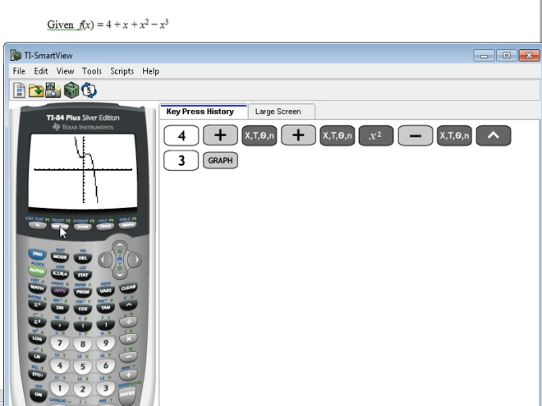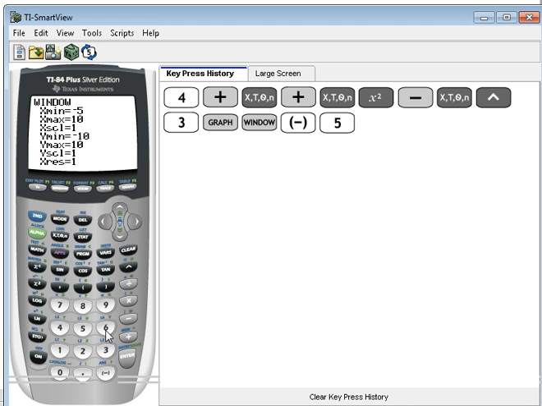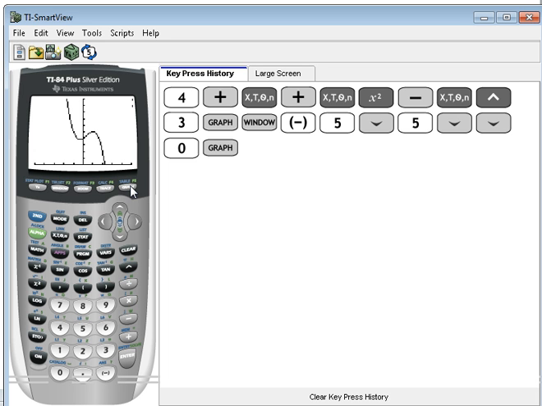So let's go into the window feature, and let's go from negative 5 for x min to 5 for x max, 0 for y min, up to 10 for y max. And look at the graph again. Okay, so now we have a good look. The local maximum is occurring at this point. The local minimum is occurring at this point.